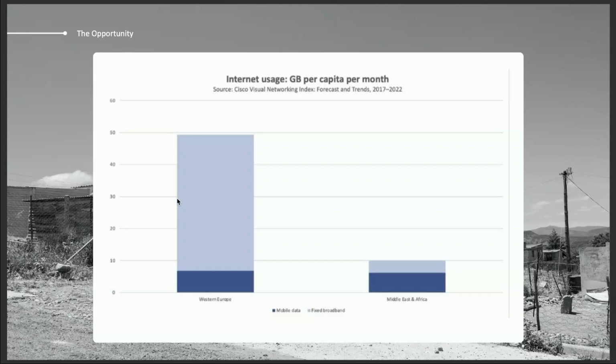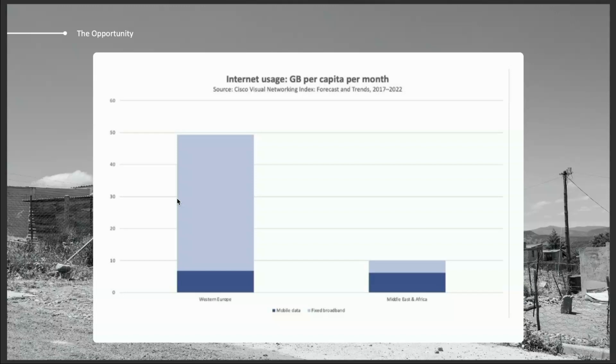What's really interesting, though, is those lines: the light blue is our fixed broadband, or let's call it Wi-Fi, and the dark blue is mobile data. What fascinates me is that the amount of mobile data your average African uses is about 7 to 8 gigs a month, which is similar to a European, okay? It's in the Wi-Fi, in the fixed access, that Europe is 20 times more per person than Africa. And there's a really simple reason for that: infrastructure hasn't been deployed effectively enough in Africa.